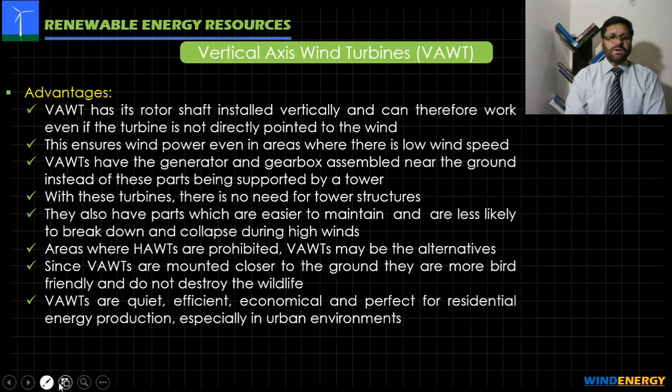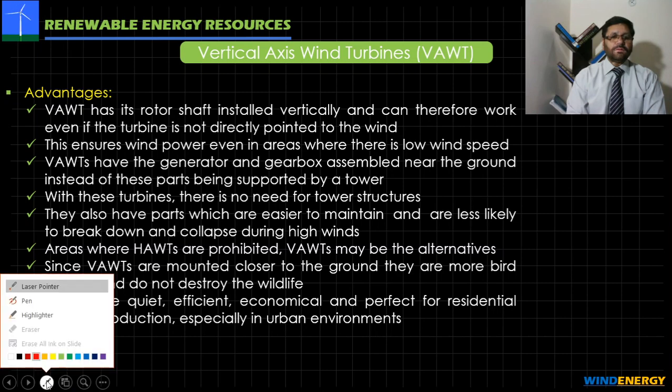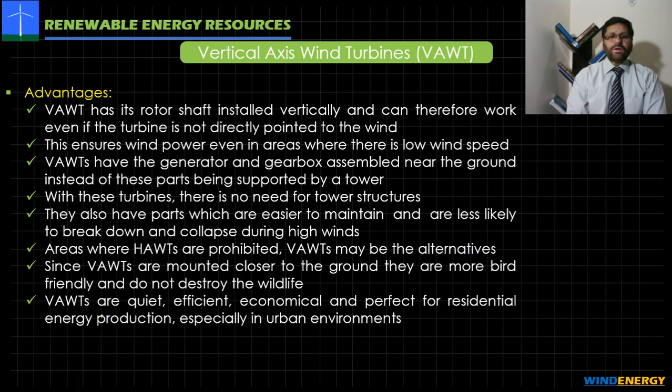And the advantages of vertical axis wind turbine: a vertical axis wind turbine has its rotor shaft installed vertically and can therefore work even if the turbine is not pointed directly towards the wind direction.